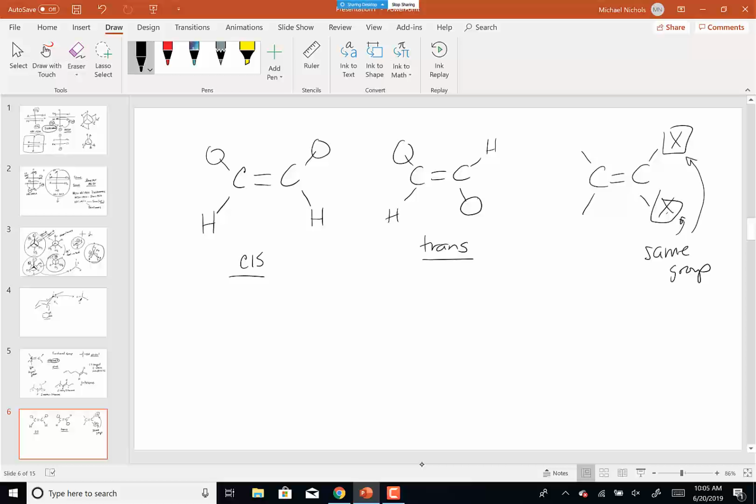So you have to look and see if they have the same group on the same carbon, there's no stereoisomers. So cis and trans represent the stereoisomers when each of the carbons in the double bond has one hydrogen.